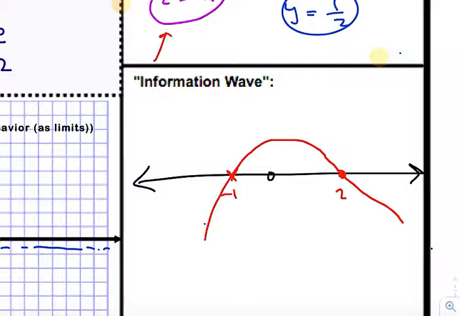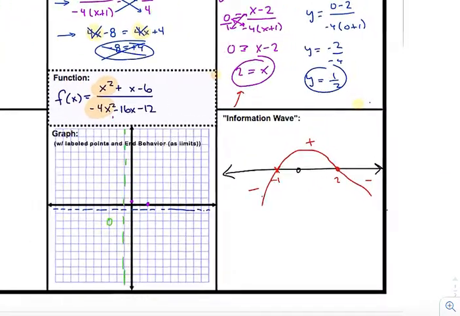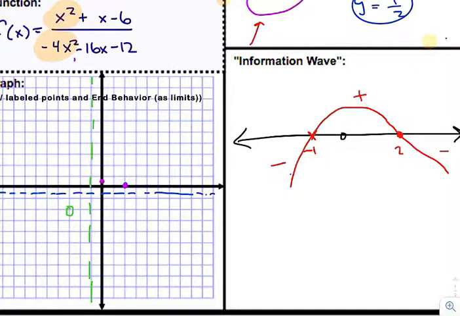So what that tells me, reading right to left, the function was negative. Then through my x-intercept, it'll become positive until my asymptote, and then it'll exist only negatively. And so now using our infowave, we can actually graph this in.